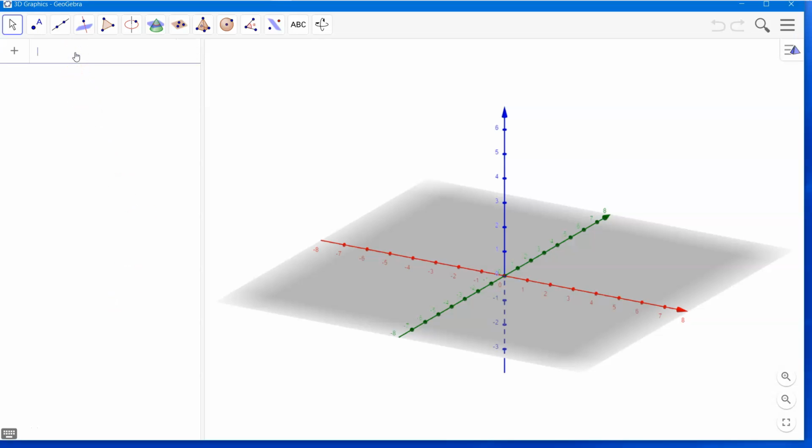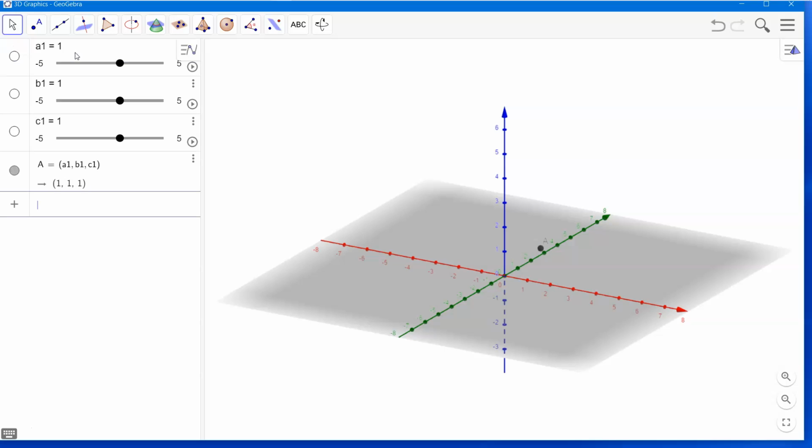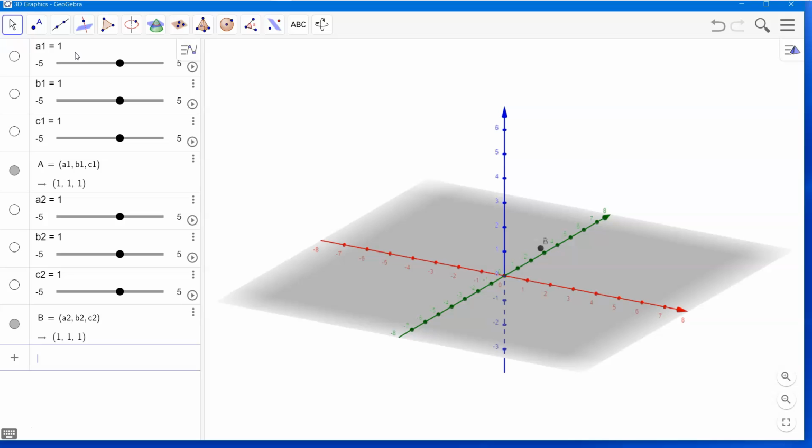Let's look at the area of a triangle, and collinearity of 3 points in 3 dimensions. So again, we would require 3 points to form a triangle. So let's say A1, B1, C1, right? Similarly, the second point would be A2, B2, C2. And similarly, another point A3, B3, C3.